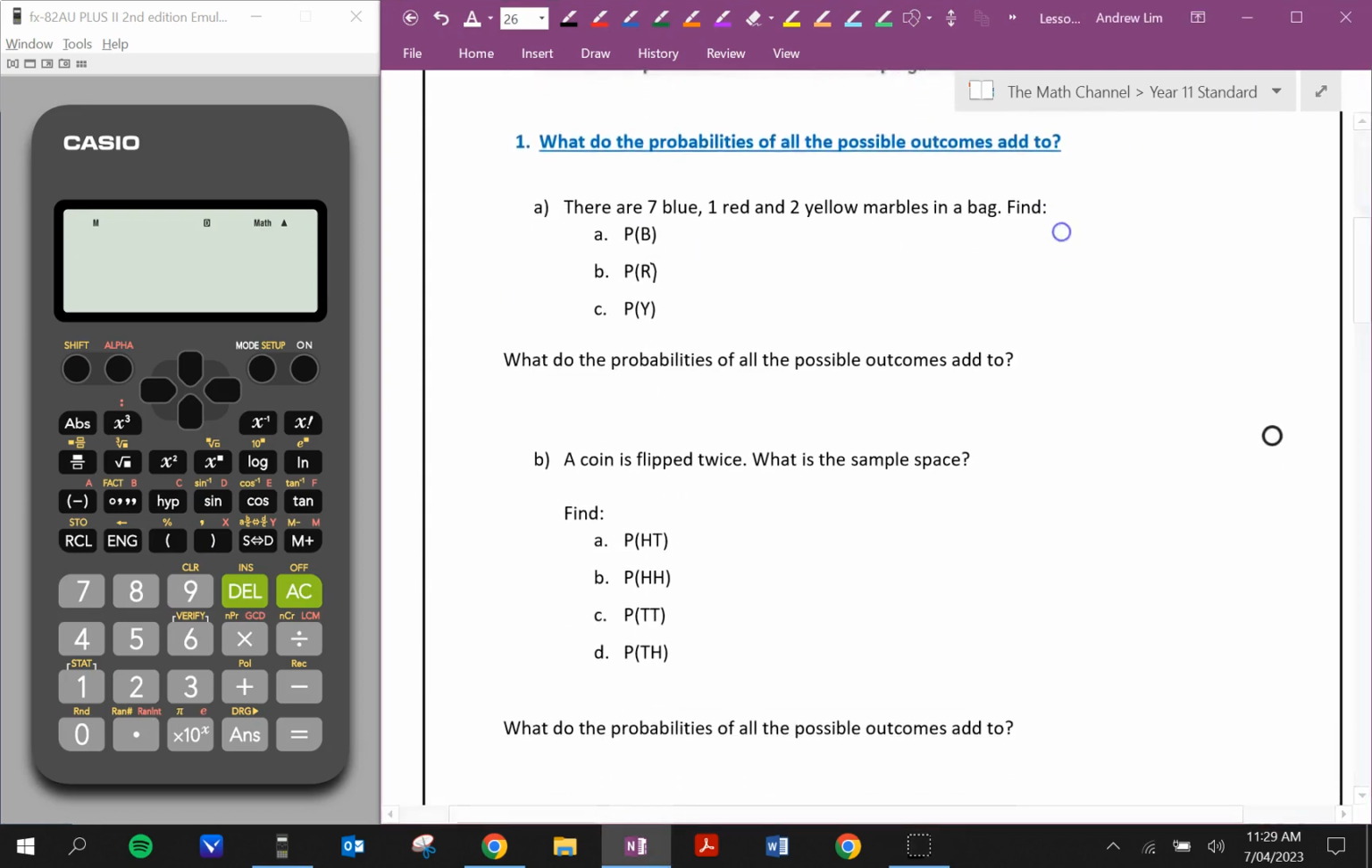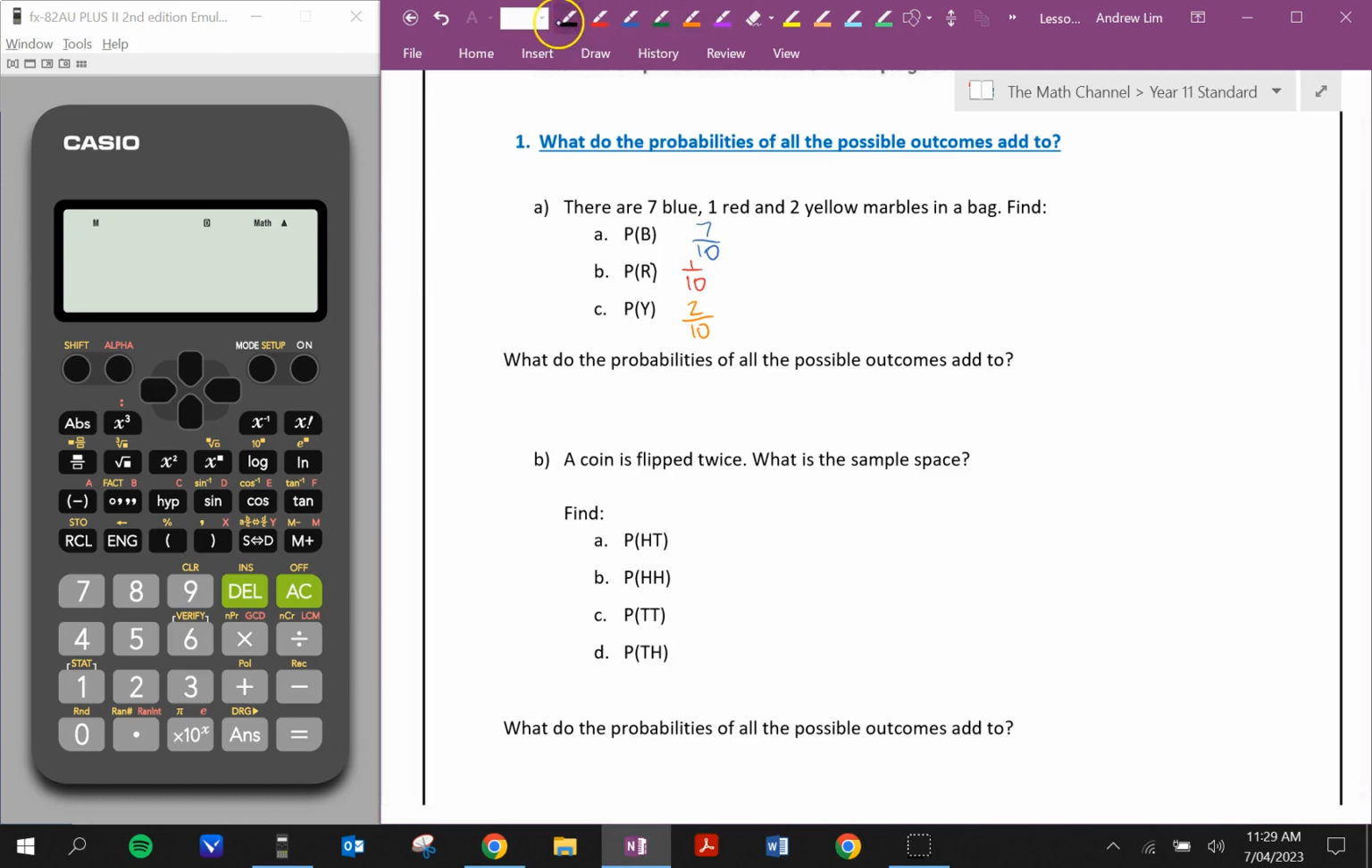So, question 1. There are 7 blue, 1 red, and 2 yellow marbles in a bag. Find the probability of blue, red, and yellow. So we can see here, because there are 7 blue out of 10 marbles, 7, 8, 9, 10, the probability of getting blue is 7 out of 10. For red, it's 1 out of 10. And for yellow, it's 2 out of 10.